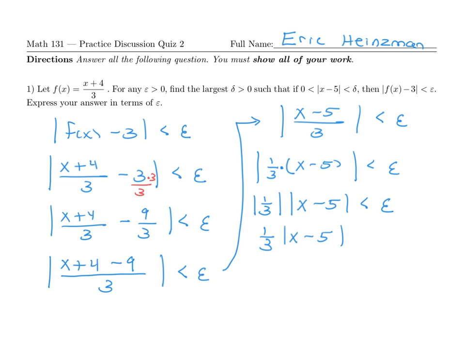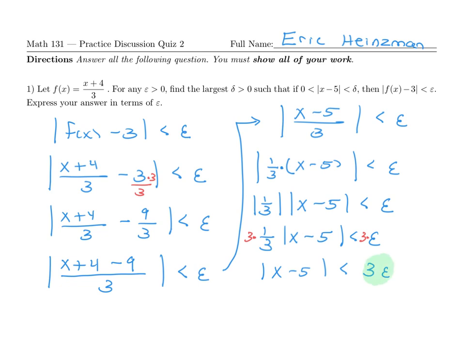And we are very close to getting the delta that we need to solve this problem. I'm going to get rid of this 1/3 by multiplying both sides by 3. So on the left, I'm going to multiply by 3 because that's what I'm going to do on the right side. This will not change the direction of the inequality, but 3 times a third is 1. I'm not going to write it. I'm just going to put the absolute value of x minus 5 is less than 3 times epsilon.